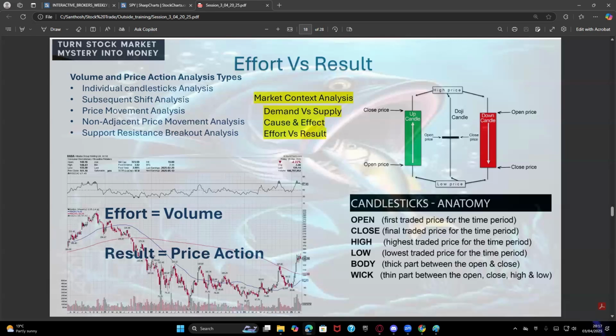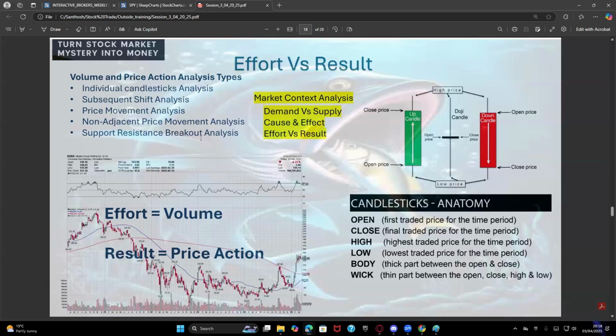Then price movement analysis is where we look at the market trend, either an uptrend or a downtrend. Based on that, what is the relationship between the price and the volume? Non-adjacent price movement analysis is not just one up and one down. When I talk about price movement analysis, we are just talking about one up and one down, but non-adjacent price movement analysis covers multiple ups and downs. How do the effort and the result play out? That would give an indication.